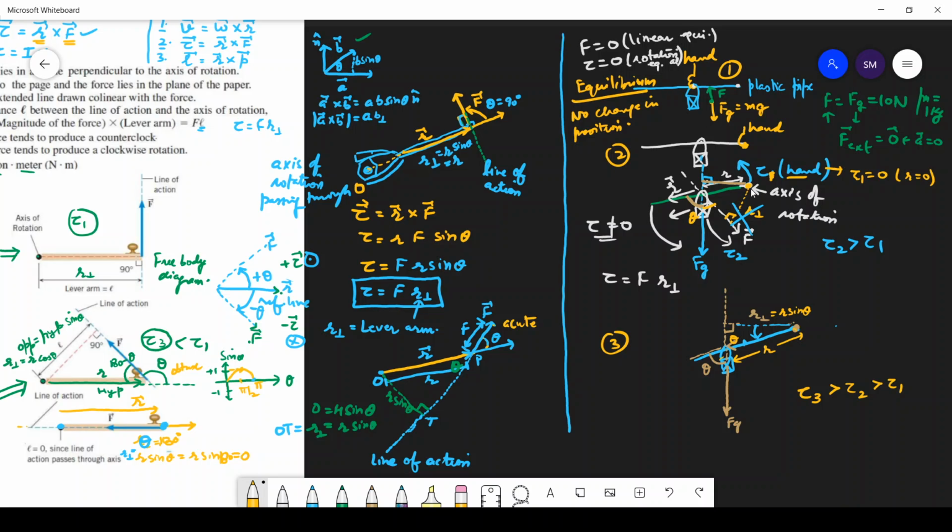So this bag is moving due to torque. So this is rotational motion.